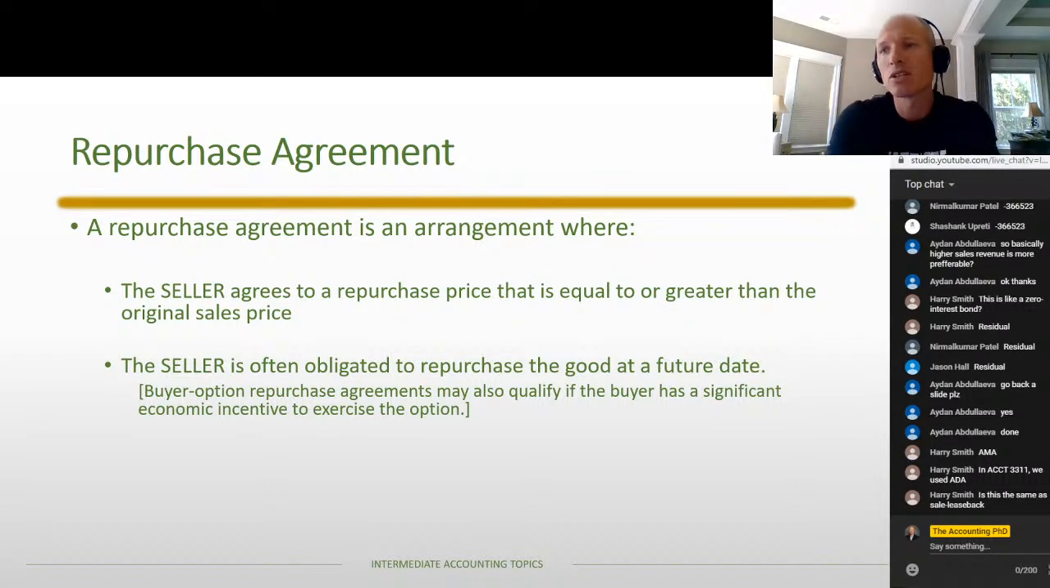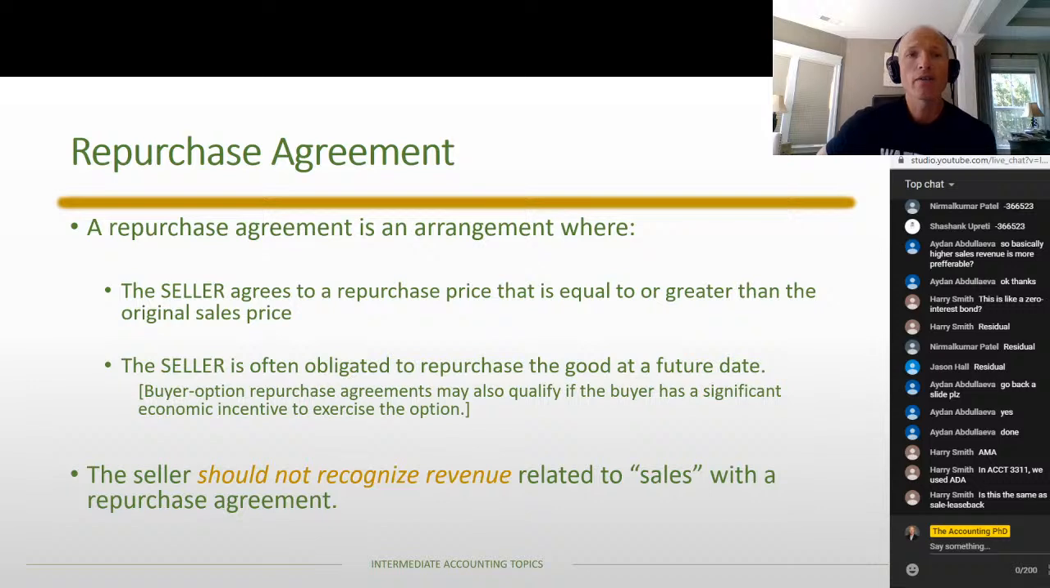Is it the same as a sale leaseback? No. And the reason why it's not exactly the same as a sale leaseback is because in a sale leaseback, the seller is not actually repurchasing the item. They're leasing it back. So it is a little bit different. So it's not the same as a sale leaseback.